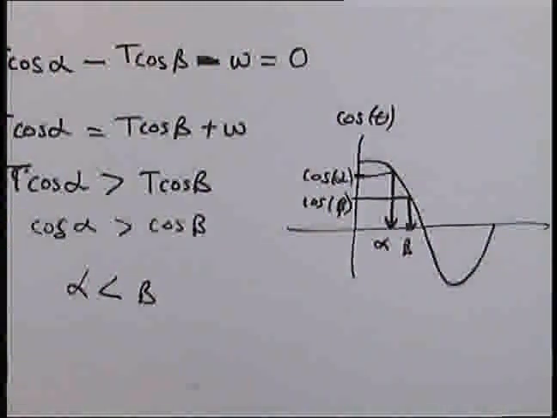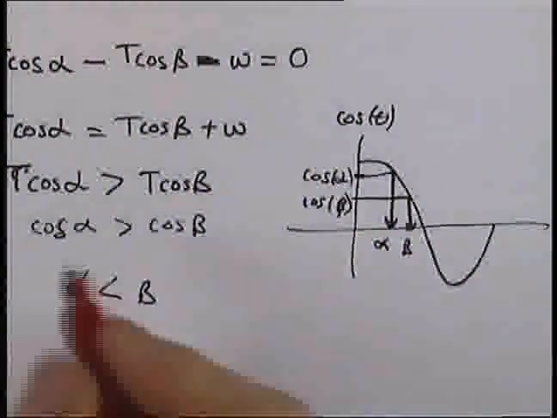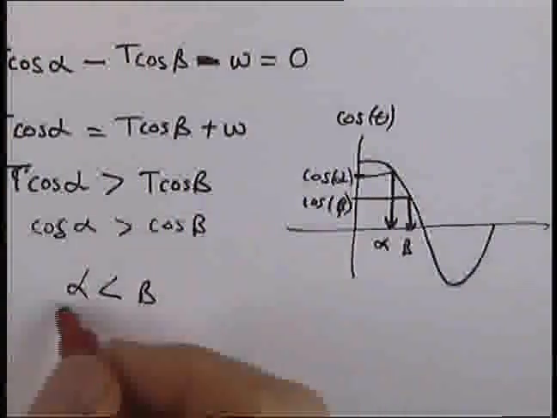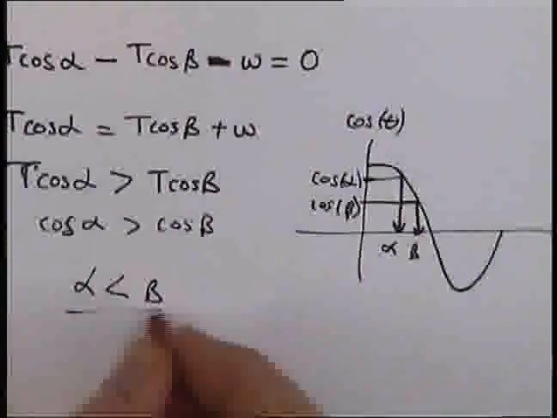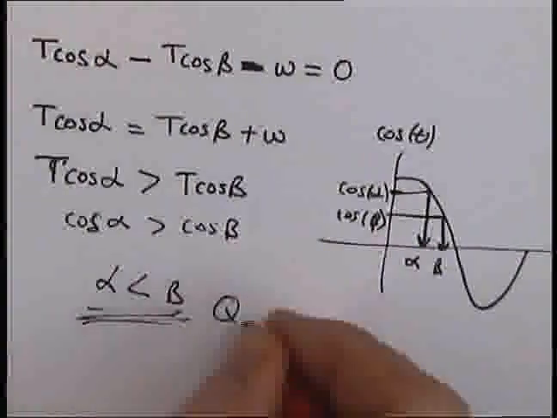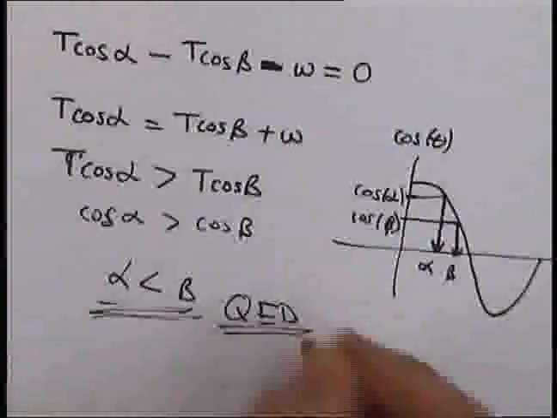And there's nothing wrong with doing a quick sketch like that in an exam to explain why, if cos alpha is greater than cos beta, that alpha is less than beta. And that's what you were asked to prove or show, so I'm going to give it one of those.